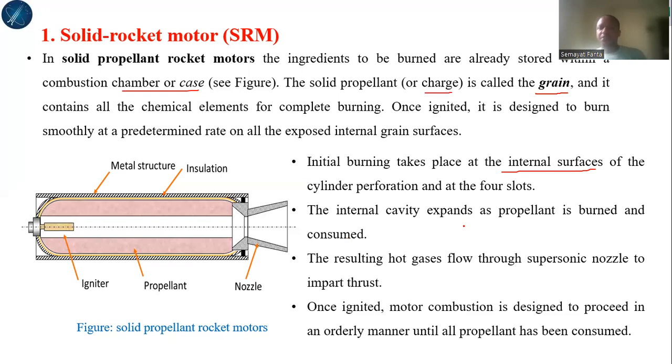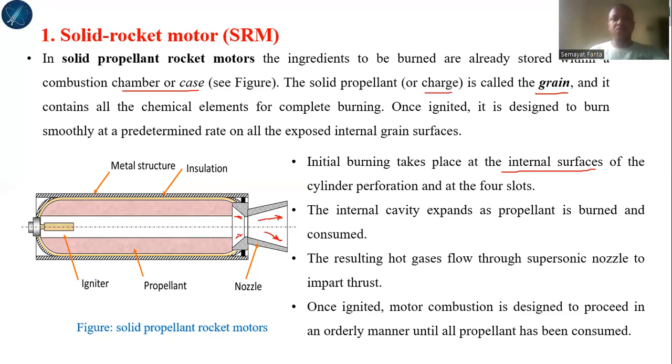The internal cavity expands as the propellant is burned and consumed. This is because hot gas is produced in the inner surface of the combustion chamber, and that makes an expansion. That expanded gas comes through the narrow section of the nozzle, and then accelerates out from the nozzle. So the resulting hot gas flows through a supersonic nozzle. Supersonic nozzle means at this region, here it is supersonic region. Behind the narrow section, it is subsonic region. Here it is subsonic, because flow speed is very confined there.